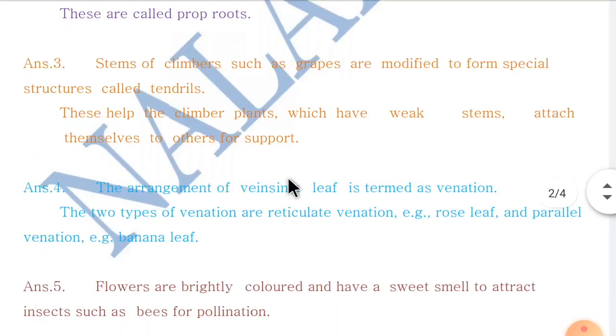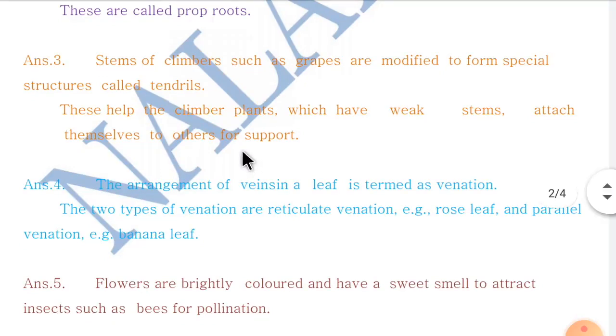Let's see the next, the third question: how does the stem of grapes help the plant to climb? So the answer is, stems of climbers such as grapes are modified to form special structures called tendrils. These help the climber plants, which have weak stems, attach themselves to others for support.